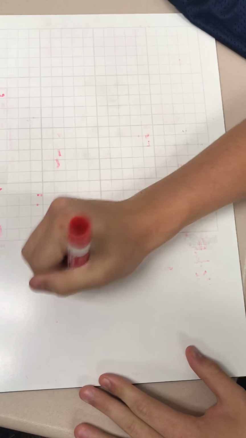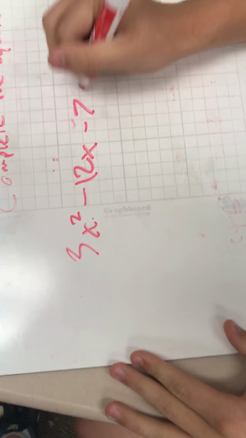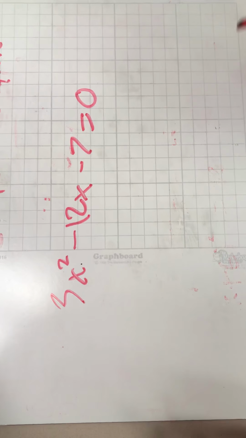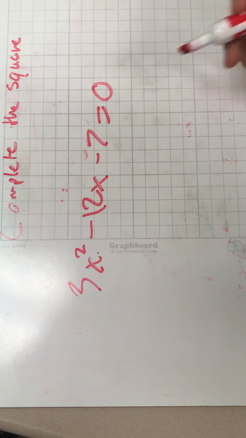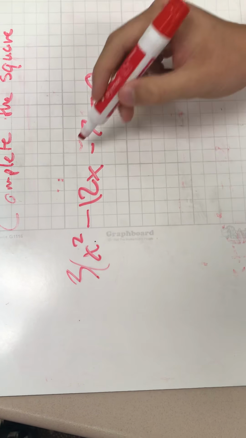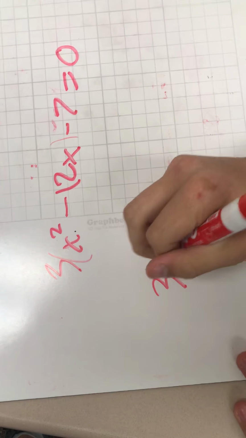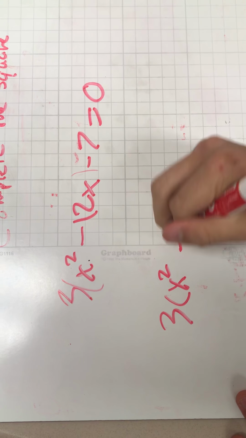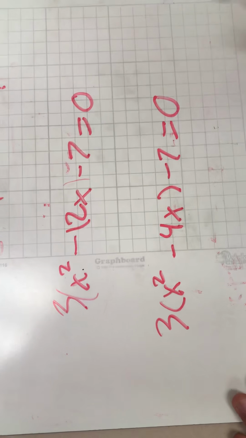And I think this time we're going to have a coefficient here. So here we have 3x squared minus 12x minus 7 is equal to 0. So now we have the coefficient value. What we are going to have to do with the terms that pertain to the x's is divide this out by 3, or factor this out by 3. So that's 3 times x squared minus 4x, minus 7 is equal to 0.